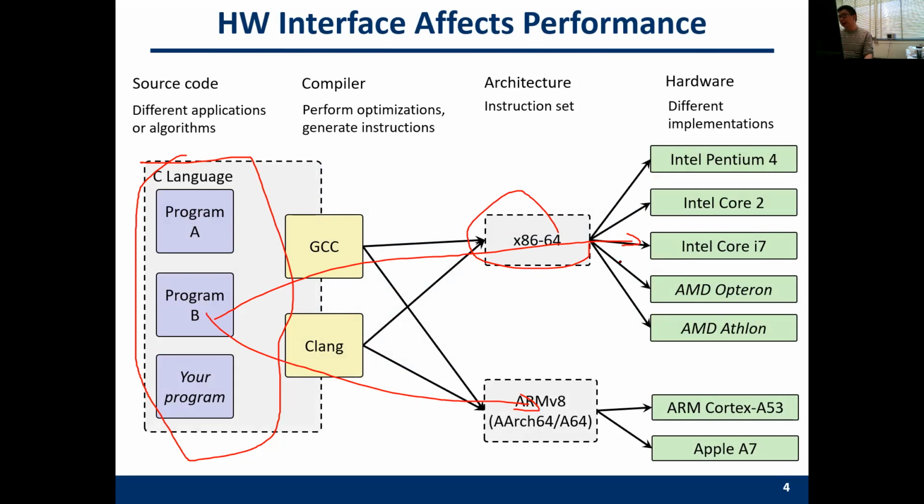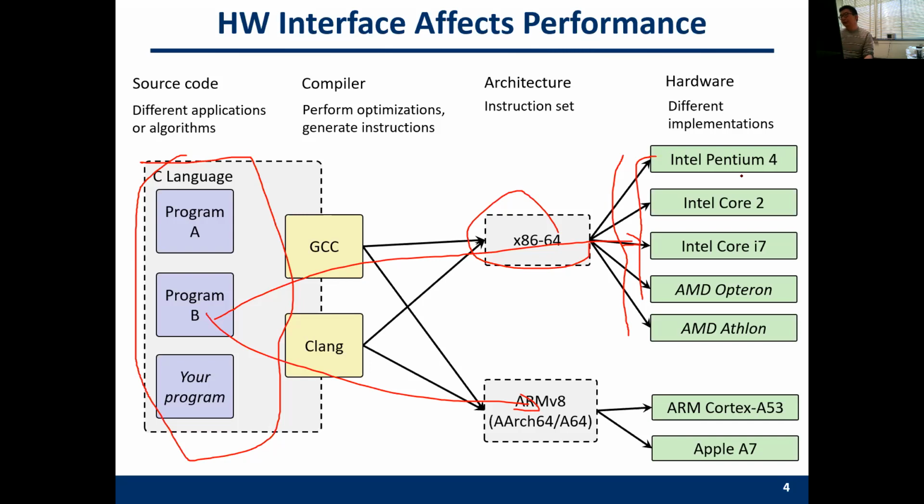Because different CPUs have different instructions. So the same sentence in the C language will be translated into different binary codes or instructions on different CPUs. So even on the same x86 instruction set, you have different versions of CPU. Even from the same company, you can get different versions of core CPUs. So they may not be compatible with each other.